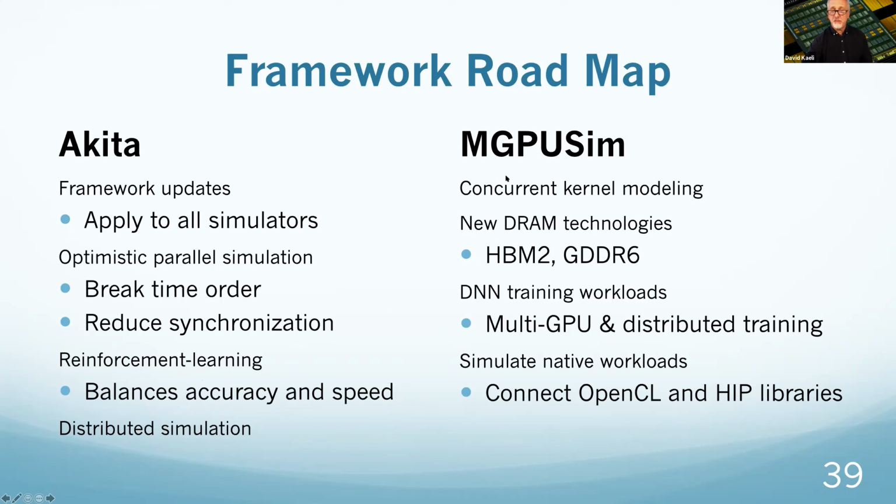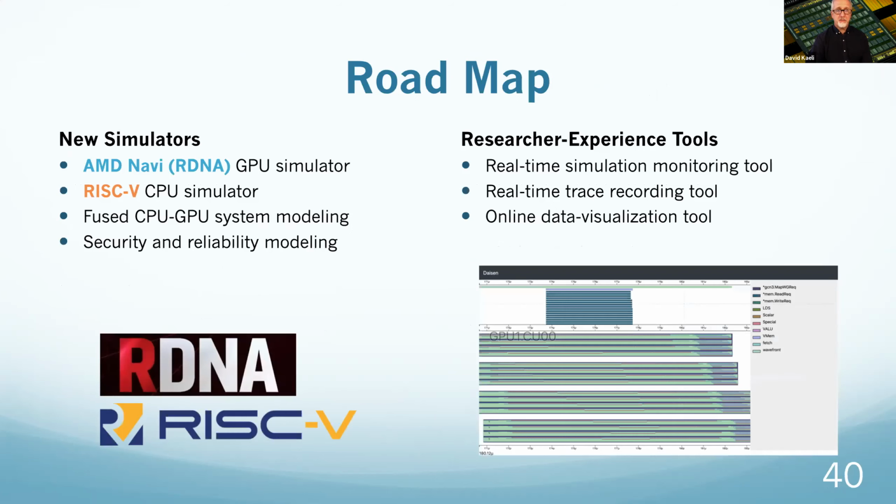For MGPUSim, I believe we now have working concurrent kernel modeling. We have new work on new DRAM technologies, HBM2 and GDDR6. And we have DNN training workloads, multi-GPU and distributed training. Those should be done soon. And we also want to simulate native workloads, connecting to OpenCL and HIP libraries. So a really rich framework is being developed here.